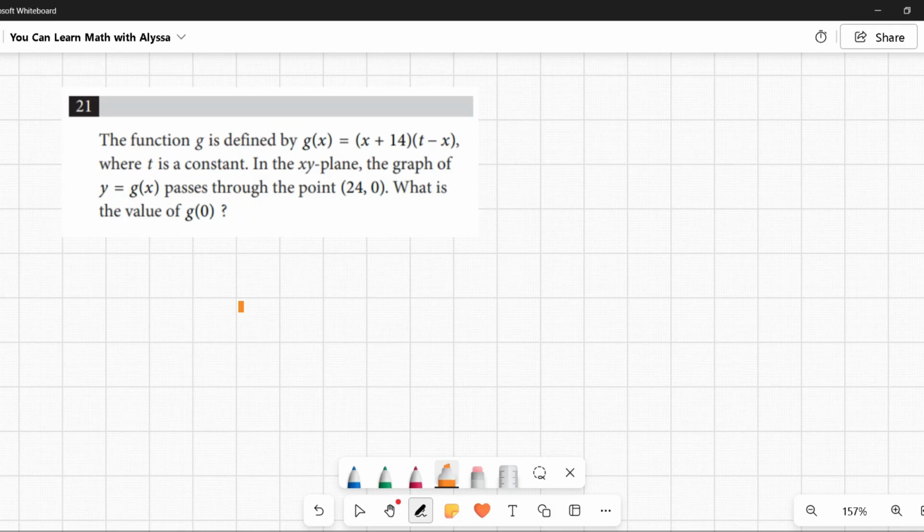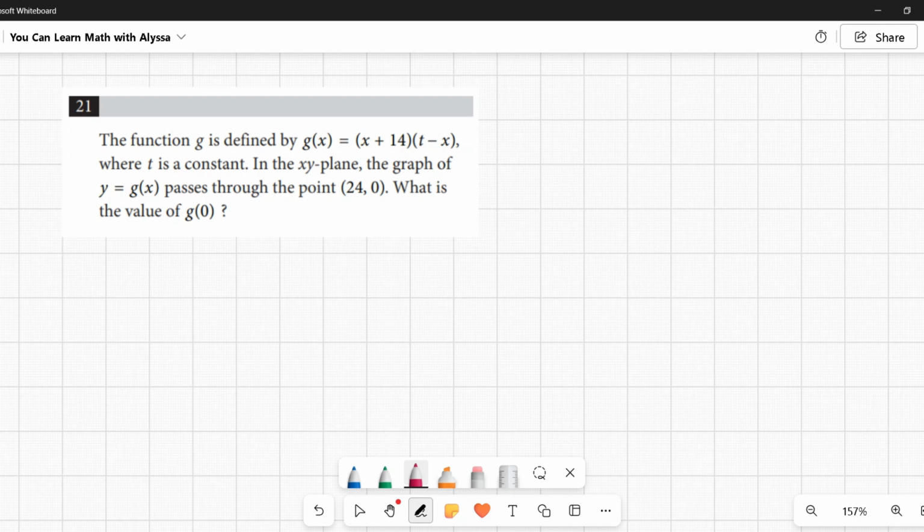21. The function g is defined by g of x equals x plus 14 times t minus x, where t is a constant or a number. In the xy plane, the graph of y equals g of x passes through the point 24, 0. What is the value of g of 0?